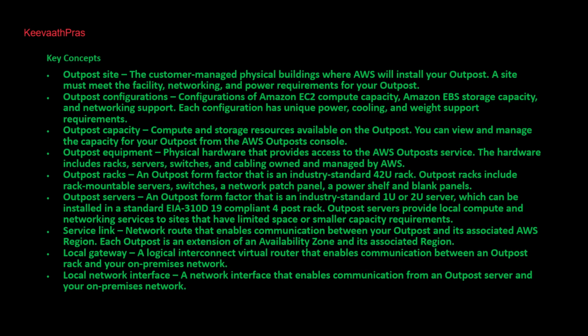Okay, it's still not clear. There are some key concepts in the AWS Outpost. One is the Outpost site, where you actually install your Outpost. Then you have an Outpost configuration, Outpost capacity, Outpost equipment, Outpost rack, the servers, the local gateway, and the local network interface. So these things are the key concepts in the Outpost.